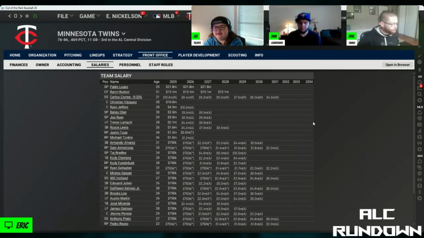So I feel like in today's game, you need to have two of three things to be viewed as a valuable player: on base, slug, or defense. You gotta have two of the three. You can't get by with just getting on base all the time.